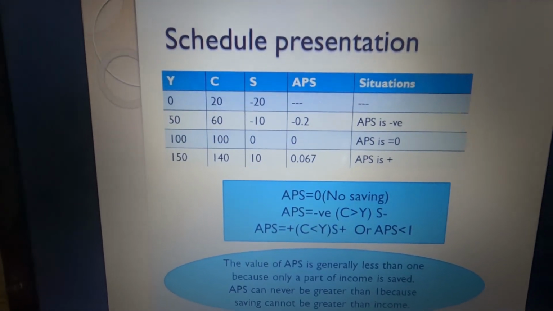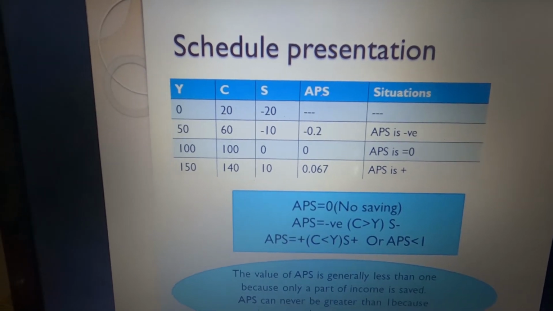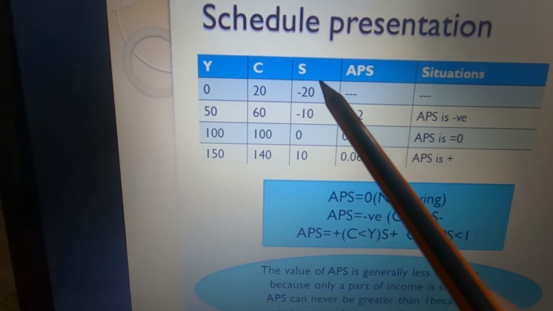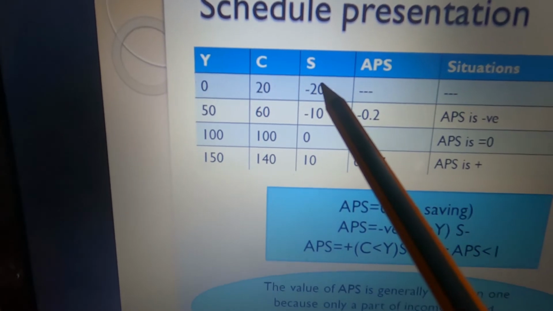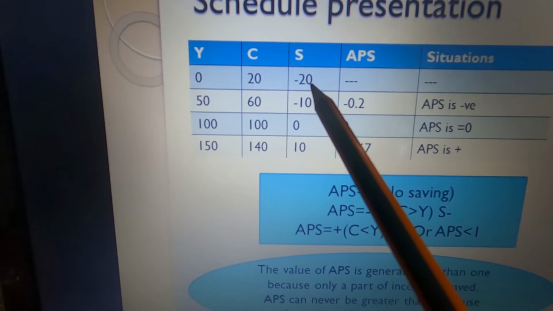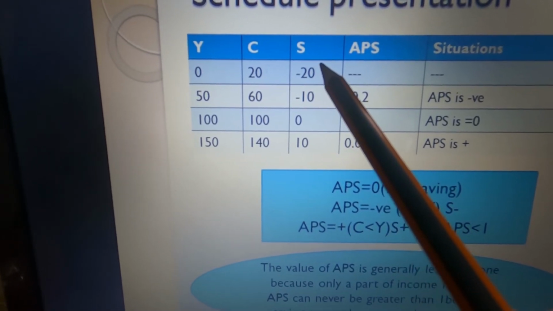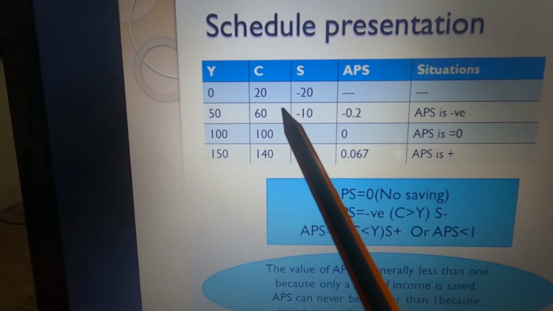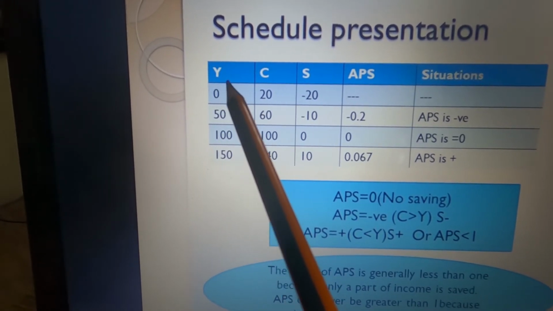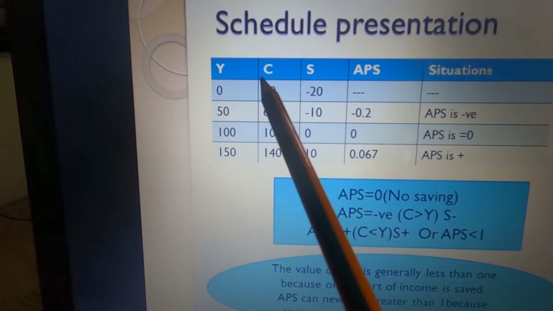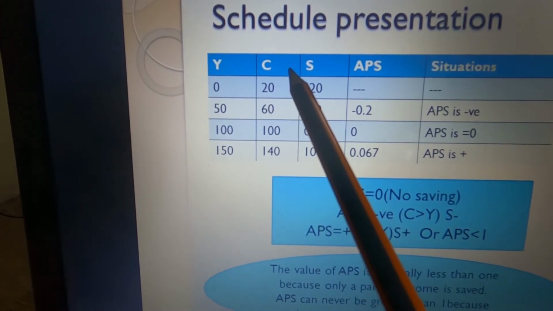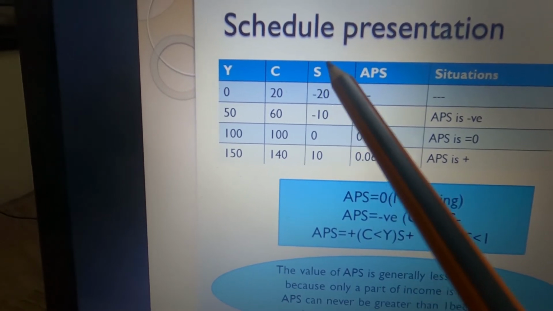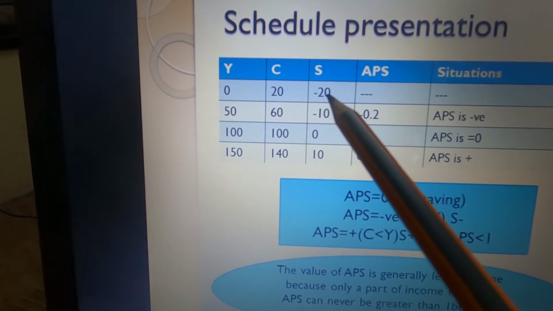Now see here, we have scheduled presentation of APS. Income, C, consumption we have taken here. Now, S, this is saving. In this, we have to find out S here. Now, how do we find out S? It's very simple. Income is equal to C plus S. So, income is consumed as well as saved. Now, you have to change this formula. So, saving is equal to income minus consumption.